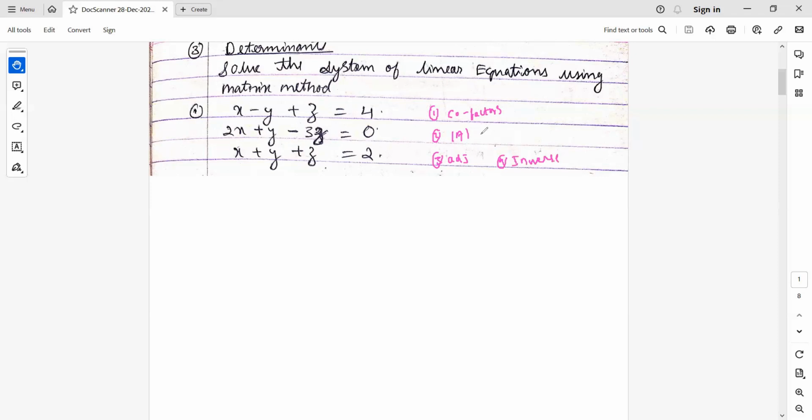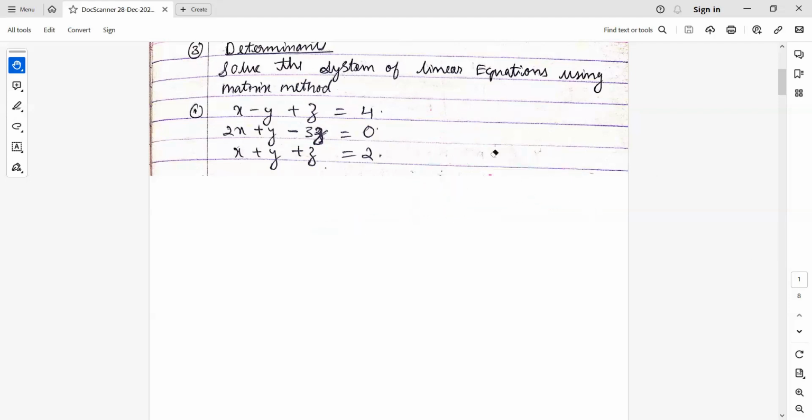Finding the determinant, you all know. Adjoint and cofactor we will discuss while solving the example. And for the inverse, there is a formula: A inverse is equal to 1 upon determinant of A into adjoint of A. This is the formula to calculate the inverse of a matrix. Using these terms we can solve this question, and the question is very easy. So we will discuss it now.